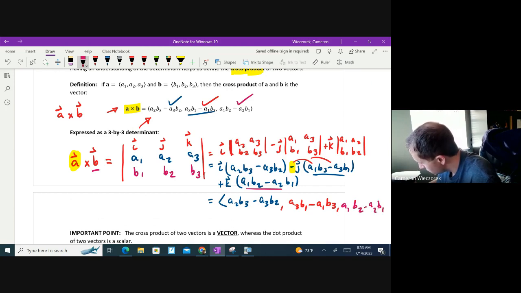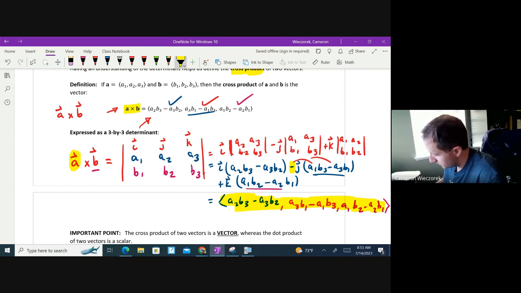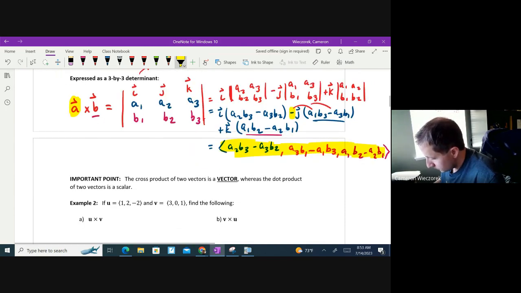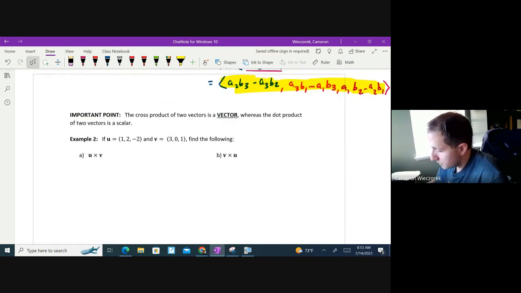Geometrically, let's hold off for a little bit. I'll explain what it means geometrically in a little bit. But you can see it's a lot easier to express it as a determinant. Again, I'll say it again. The cross product of two vectors is a vector, whereas the dot product of two vectors is a scalar.